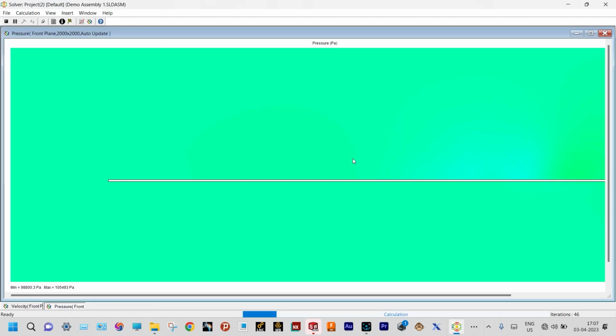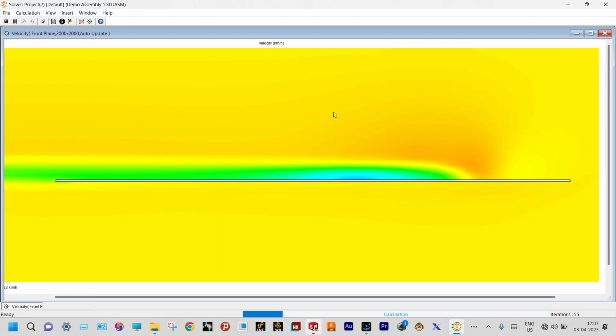This is pressure distribution. Till now, we cannot see that much of changes, but as time proceeds, you will see different ranges of pressure, velocity, etc. at different zones, right? Let us close this, and we can move on to that velocity again. This is the velocity distribution. Now we can see velocity from other planes also.